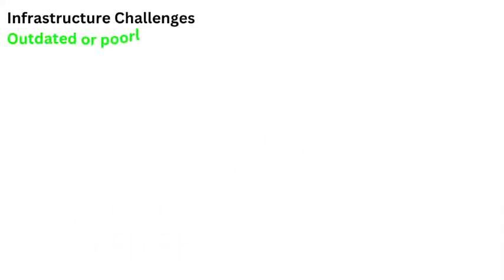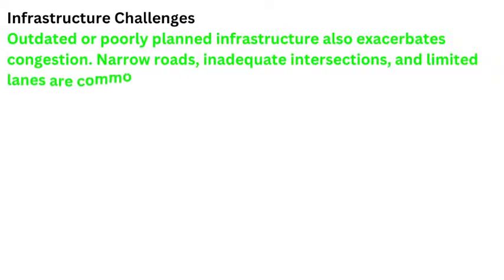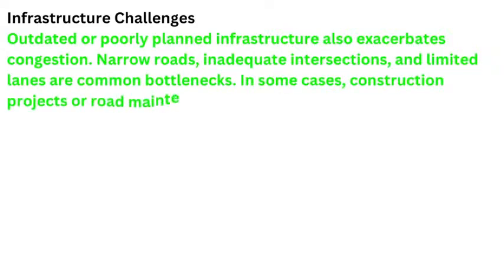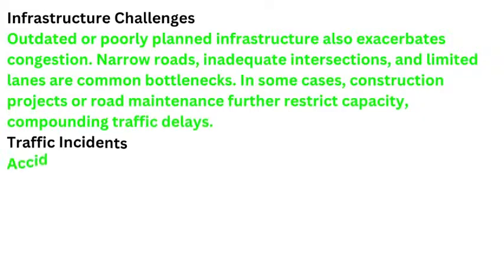Infrastructure. Outdated or poorly planned infrastructure exacerbates congestion. Narrow roads, inadequate intersections, and limited lanes are common bottlenecks. In some cases, construction projects or road maintenance further restrict capacity, compounding traffic delays.